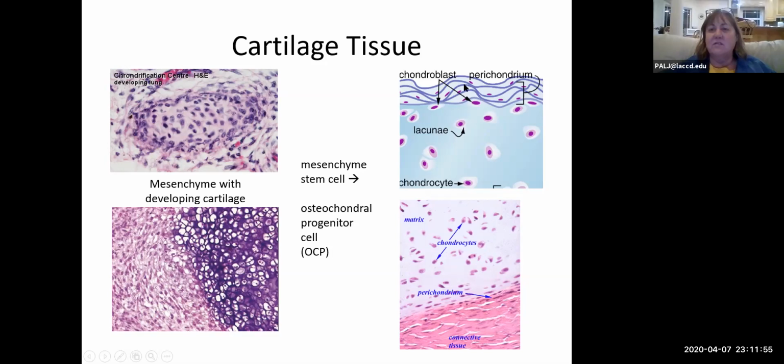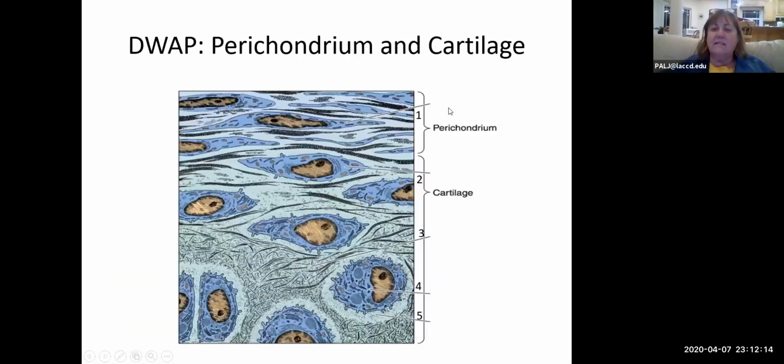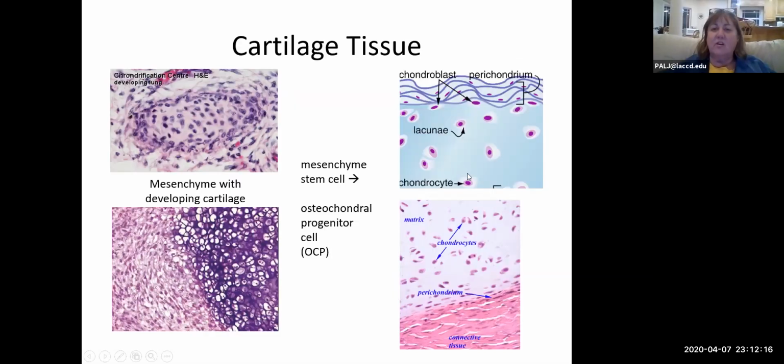Perichondrium with fibroblasts and osteochondral progenitor cells. They get the message, become chondroblasts. So those are at the interface between the cartilage and the perichondrium. They start secreting lots and lots of matrix. And that makes the cartilage get bigger. When they are mature, the chondrocytes are in their little lacuna, just doing maintenance.